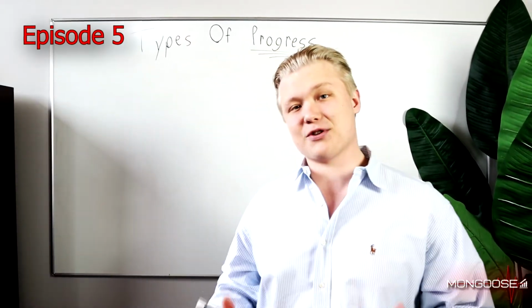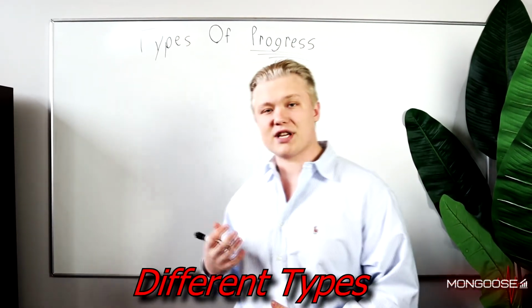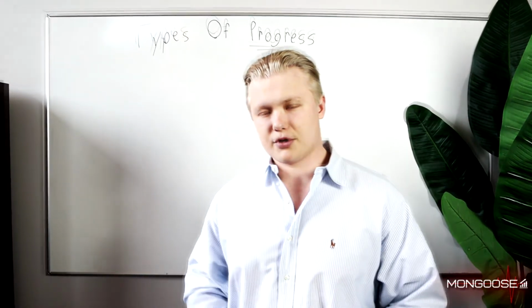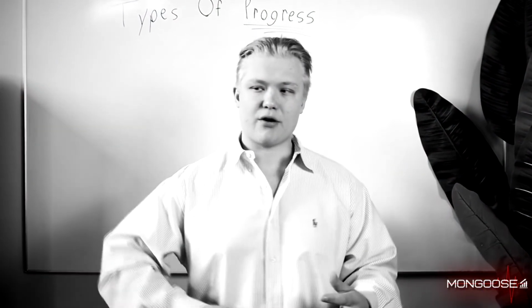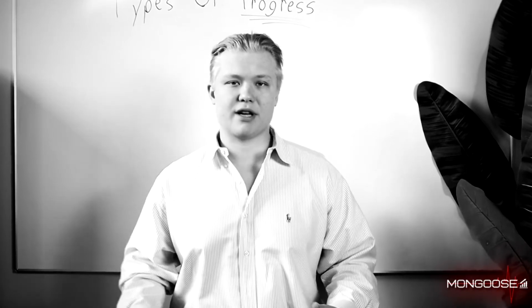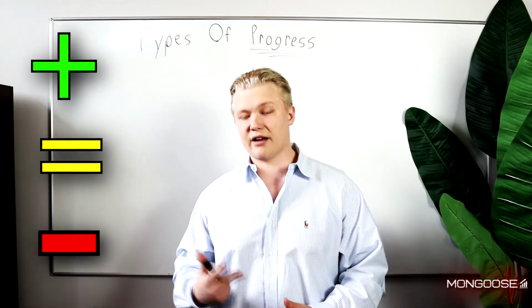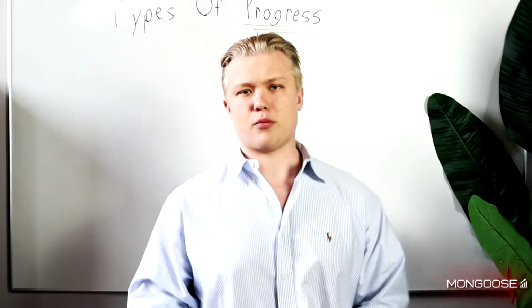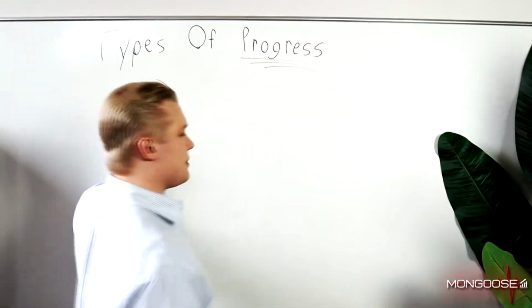This is going to be episode 5 of section 2, and in this episode, we'll be going over the different types of progress. So in the last episode, episode 4, we went over the 3 main categories that you can break down each task and action you take throughout your day into, and those categories were positive, neutral, and negative. And in today's video, we'll be further breaking down the positive tasks into a few different subcategories, which is why today's lesson is called the types of progress.